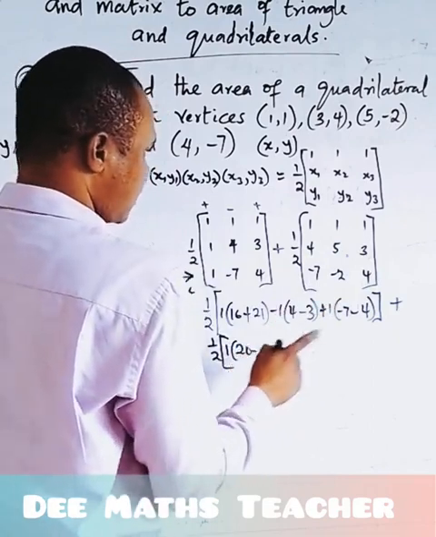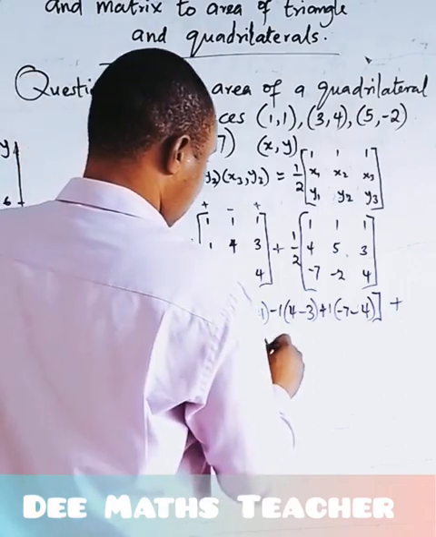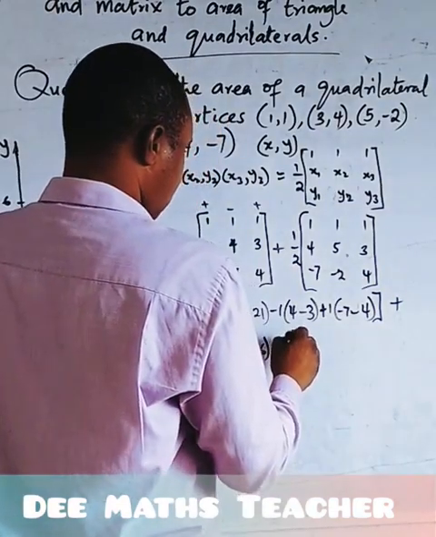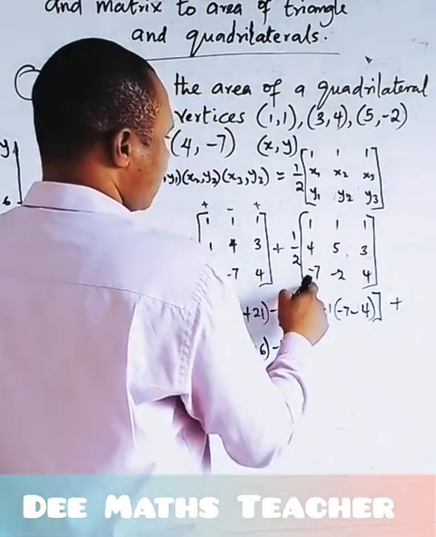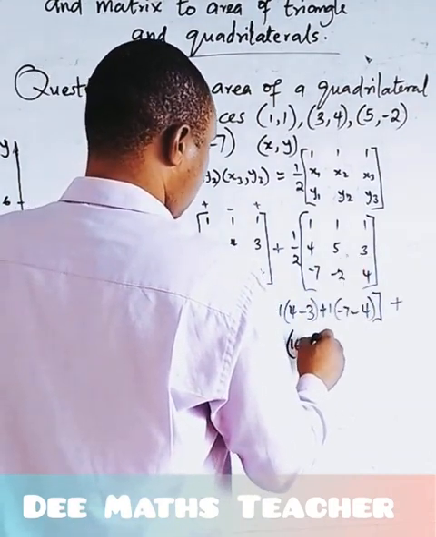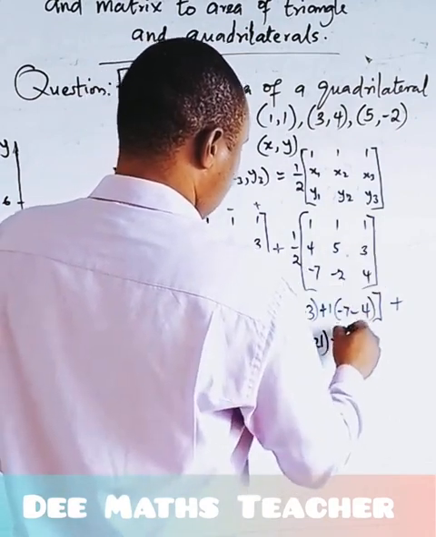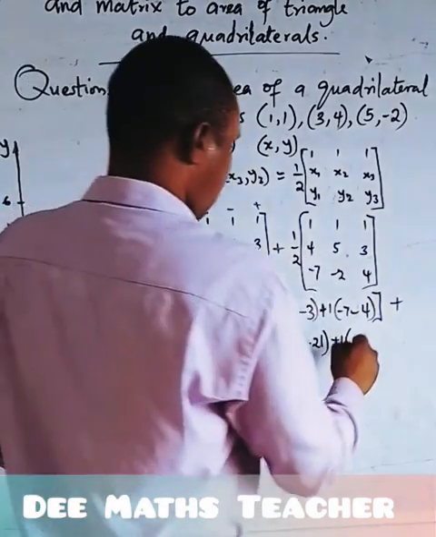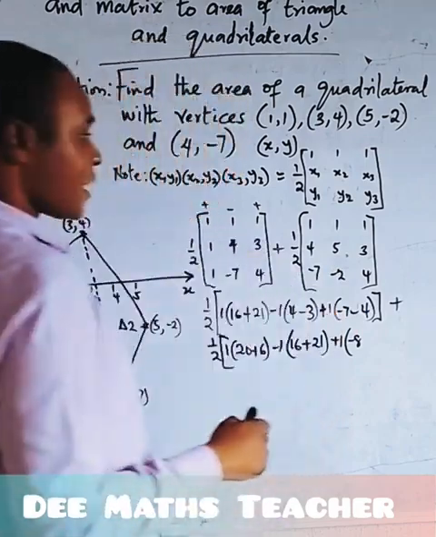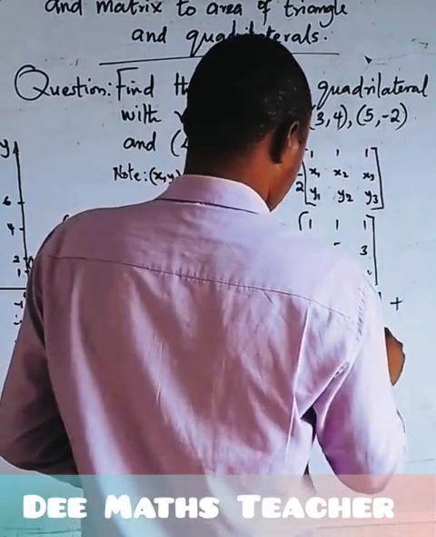So since we have minus times minus 6, it will become plus 6 here. Then minus 1. 4 times 4 will give us 16. And minus 7 times 3 will give us minus 21. So here we have plus 21. Then plus 1. We have 4 times minus 2 is minus 8. And minus 7 times 5 is minus 35. So this one will become plus 35.